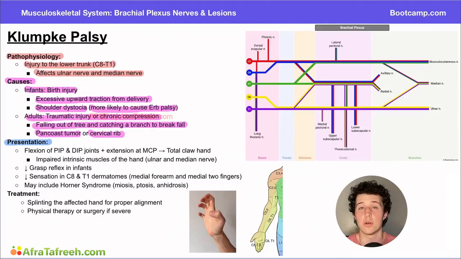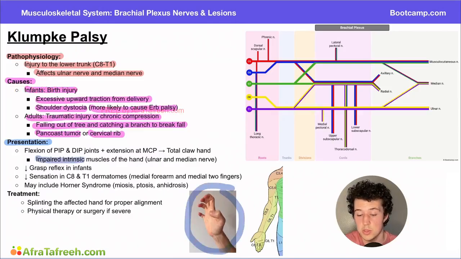So in contrast to Erb palsy, which affected almost the entirety of the arm, with the shoulder and the elbow and the wrist all affected, Klumpke palsy will be mostly isolated to motor deficits in the hand. And this is because the intrinsic muscles of the hand are innervated by the ulnar and median nerve, which are affected by that lower trunk injury. In the case that we lose the strength of those intrinsic muscles of the hand, we are left with flexion at the proximal and distal interphalangeal joints and extension at the metacarpophalangeal joints, leaving us with a total claw hand, as we can see in this picture down here.